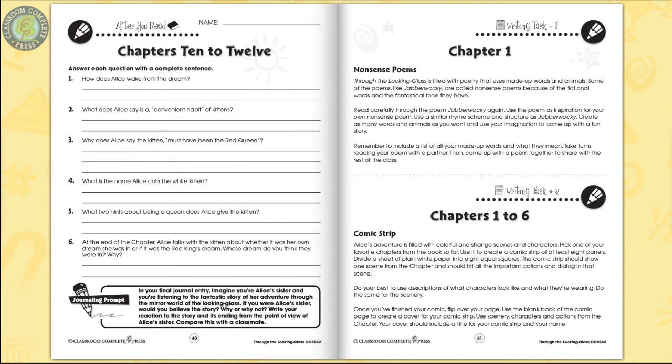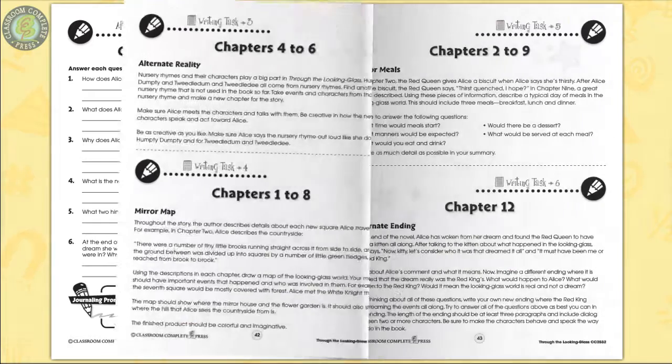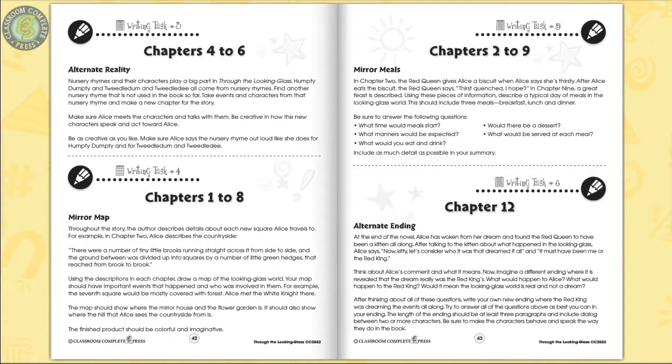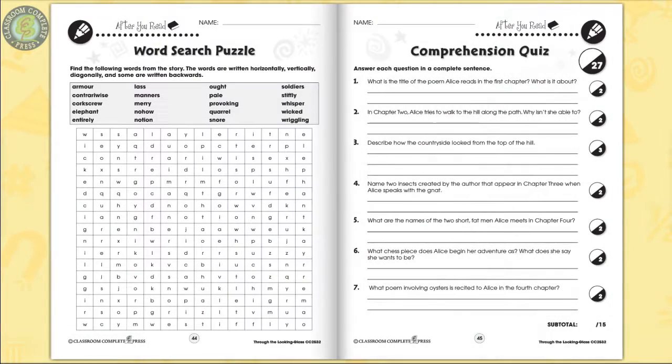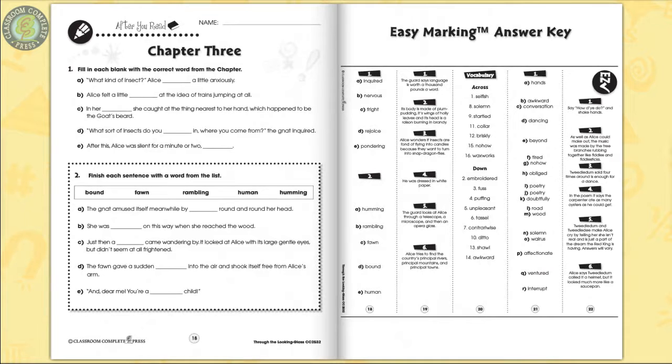Supplement an existing unit with in-depth writing tasks, such as using details gathered throughout the novel to draw a map of the Looking Glass world. A word search puzzle and comprehension quiz ends the unit. The Easy Marking Answer Key works by lining up perfectly with the matching question pages.